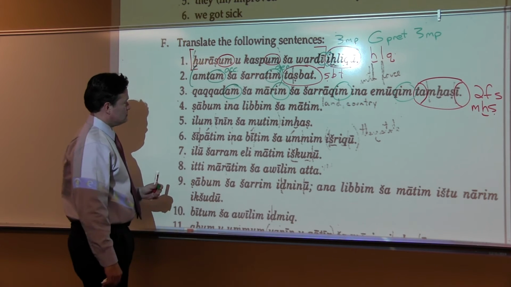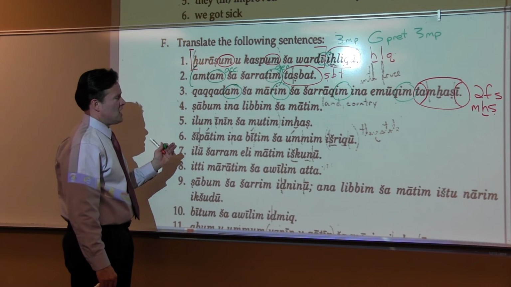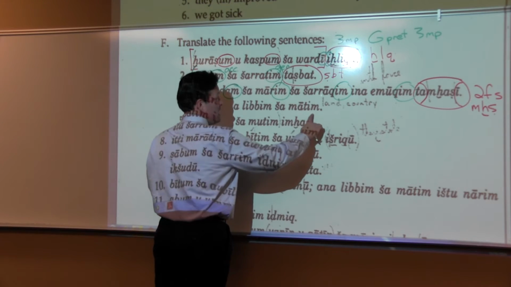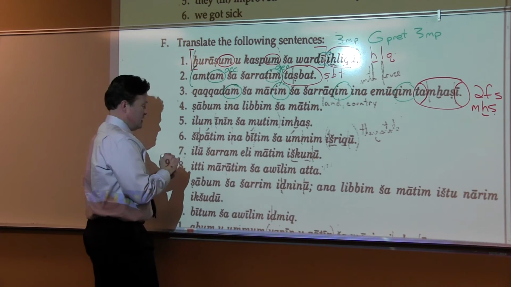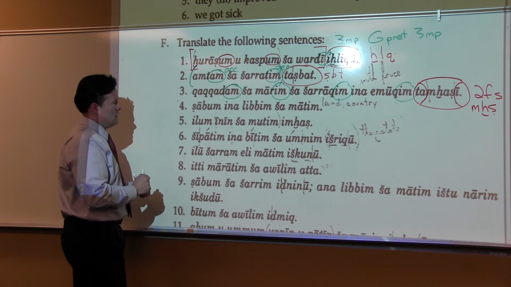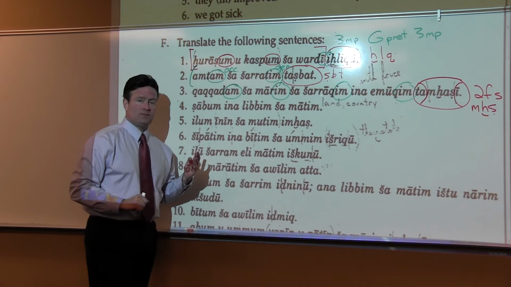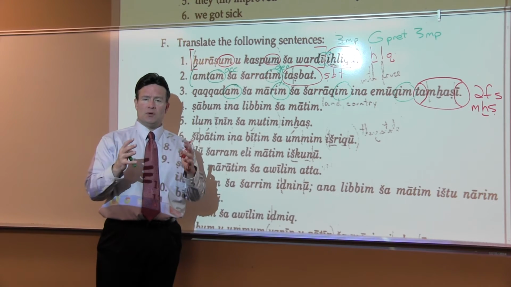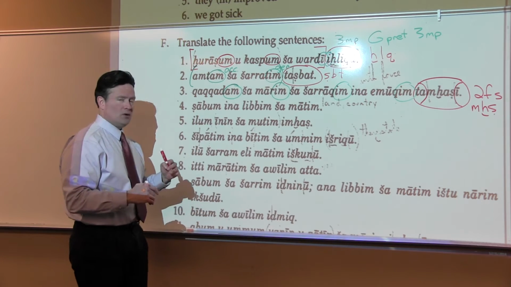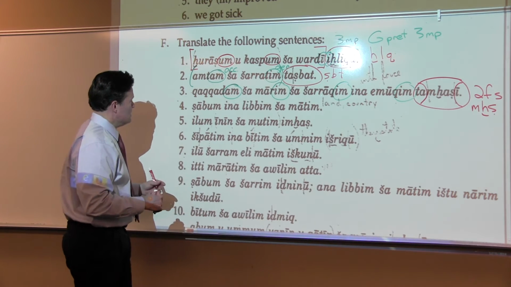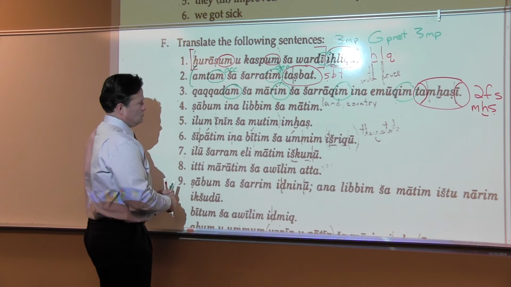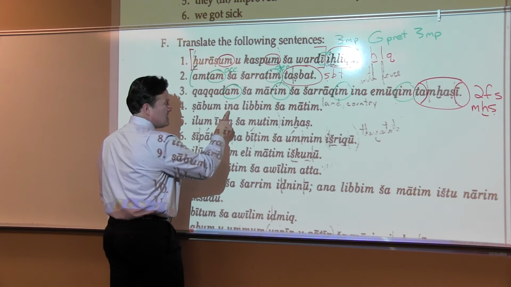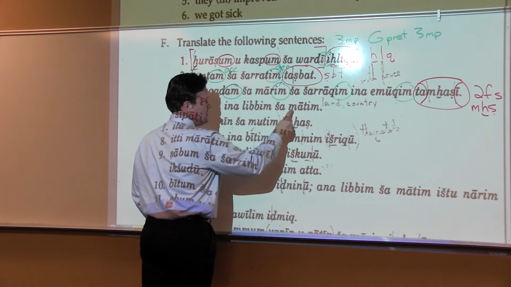Number 4. Zabum ina libbi matim. Now this one doesn't have a verb because the word matim is land or country in the genitive case. Zabum is army. You know, in Hebrew, tzava is host. It can be an individual troop or it can be an army. The Lord is Adonai Tzevaot, the Lord of hosts. So, the army was in the heart of the land.